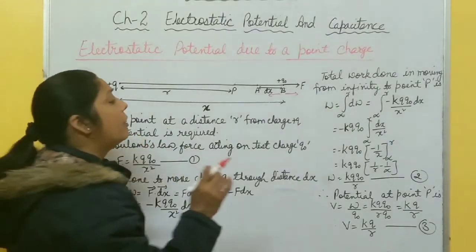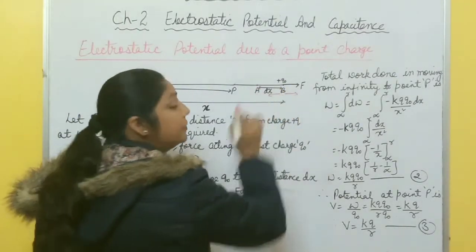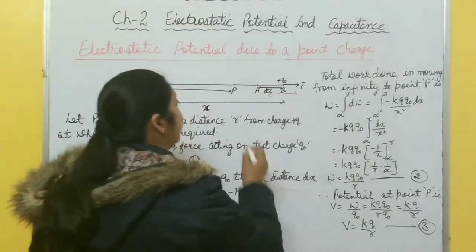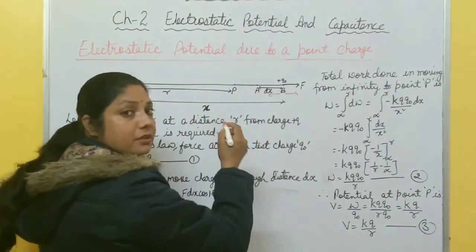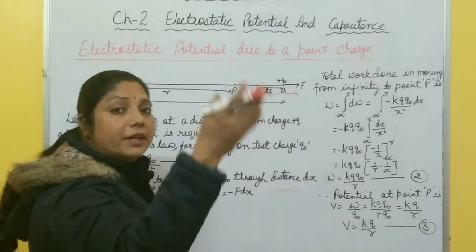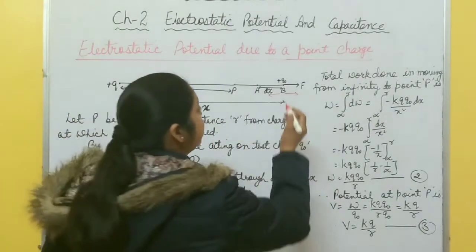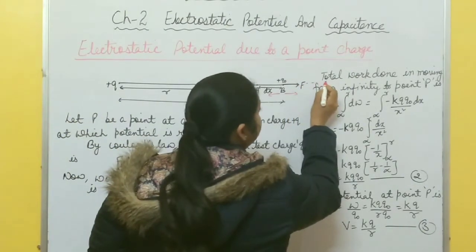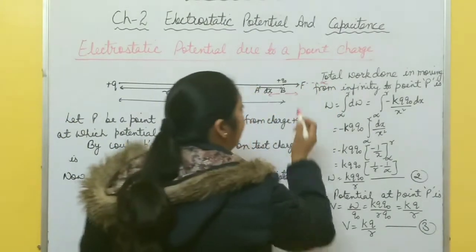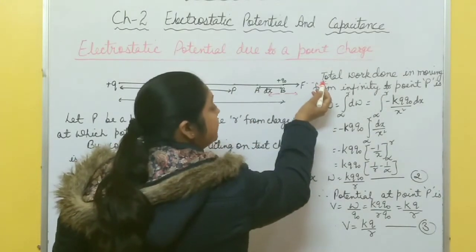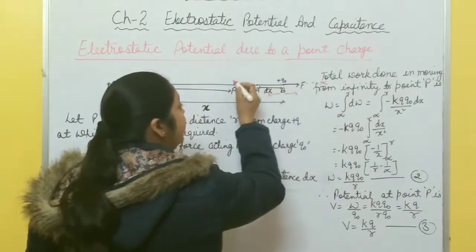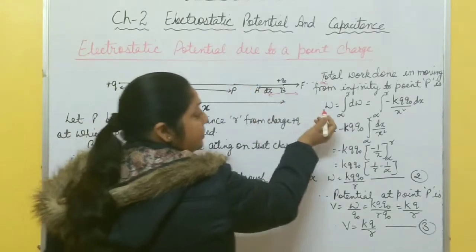This is a small amount of work done from B to A. Now we have to find potential at P. So we assume the other point is at infinity. Suppose that the test charge Q is present at infinity. Now, what is the amount of work done to move a charge from infinity to point P?